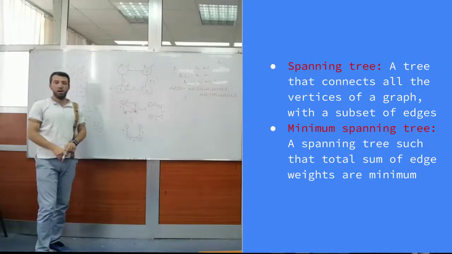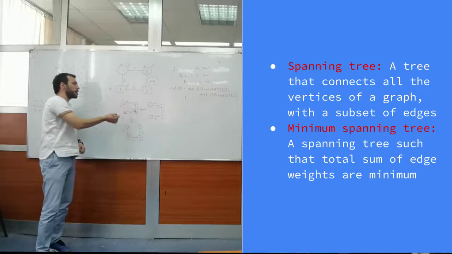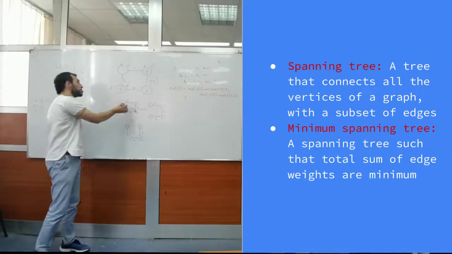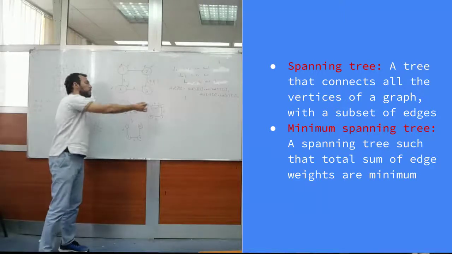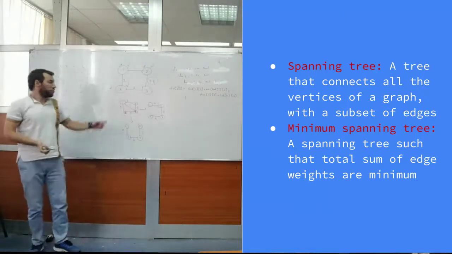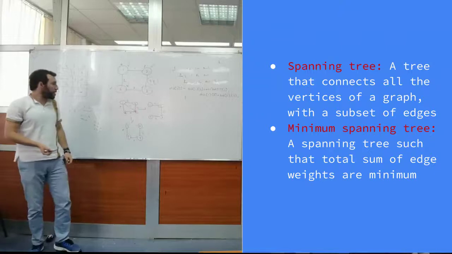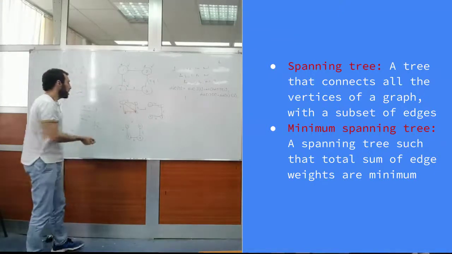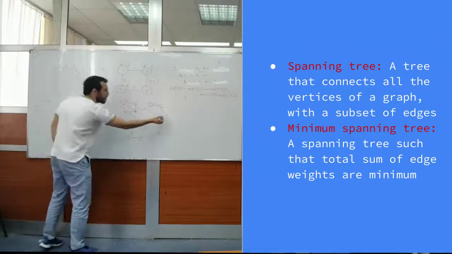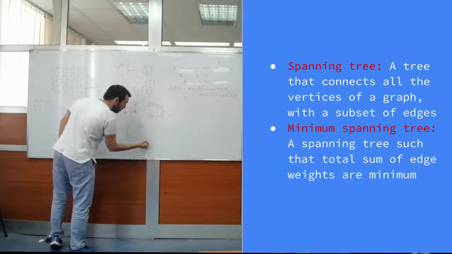Of course, you don't have to take this edge. For example, if this edge's weight was 1, then these wouldn't be minimum spanning trees anymore, because in that case the minimum spanning trees have to contain this one edge. Therefore, these would just be spanning trees.